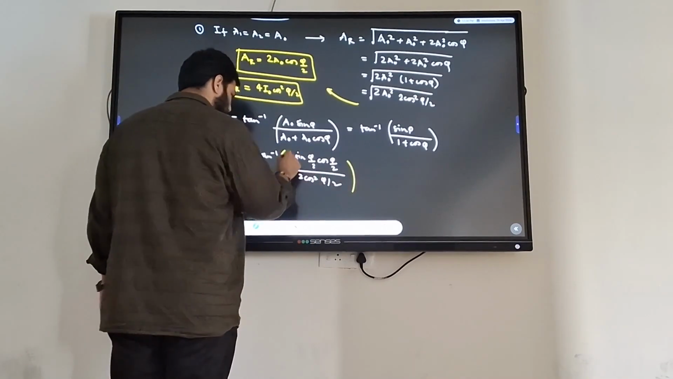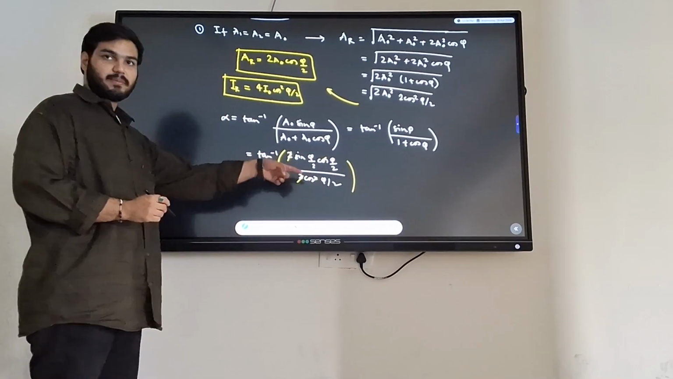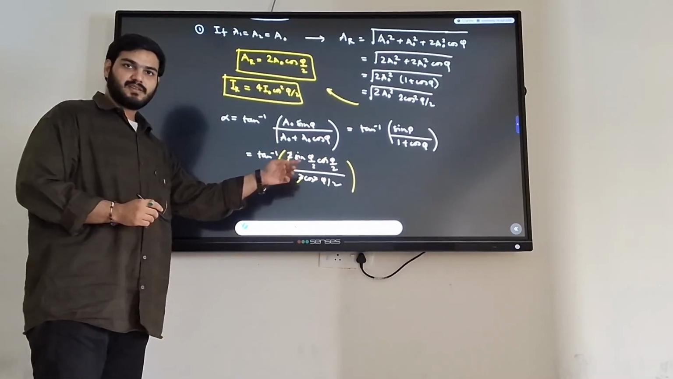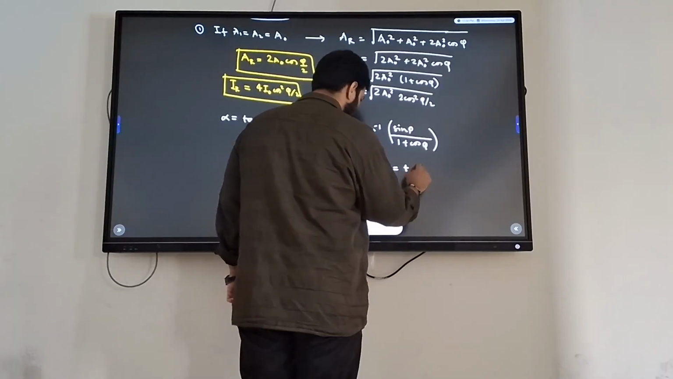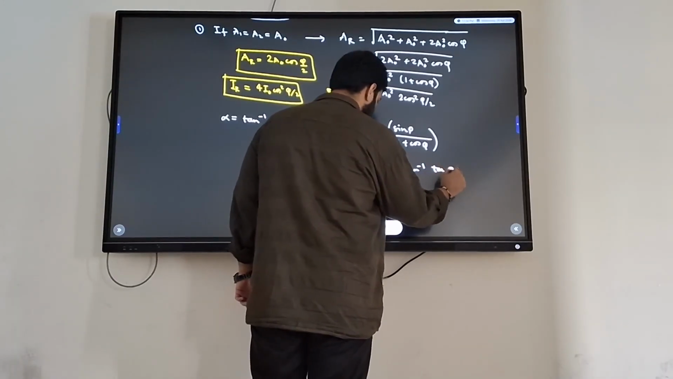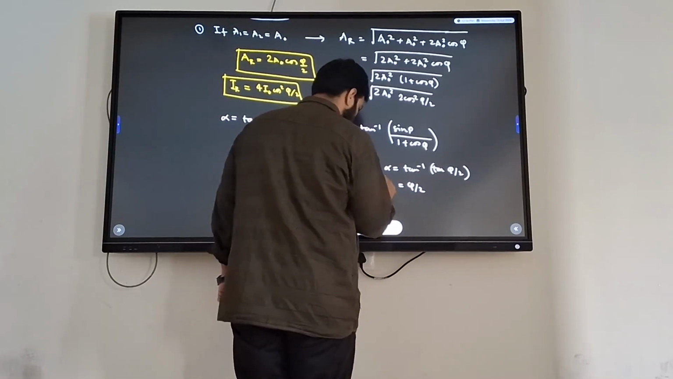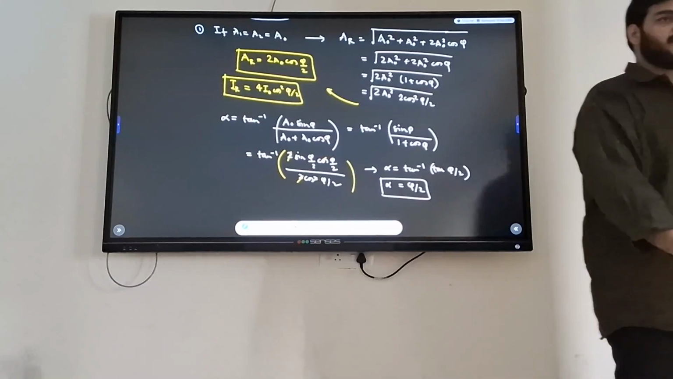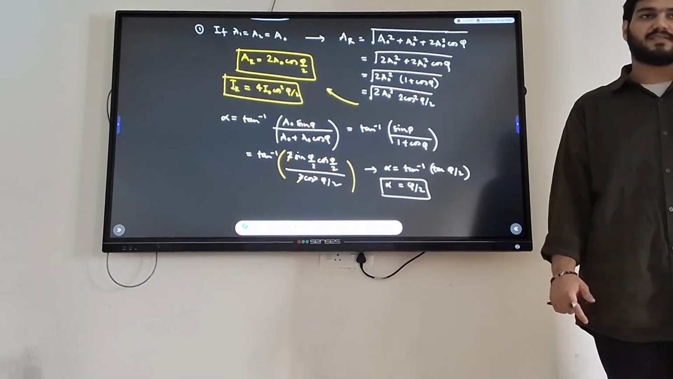And then what cancels? The 2 goes, and one cos goes. Then sin phi by 2 by cos phi by 2, that's tan phi by 2. Tan inverse tan, so what will you get? Alpha equal to tan inverse tan phi by 2, and then you will get phi by 2. So if you have the amplitudes to be equal, then you get the phase difference of the final wave as half of the initial phase difference.